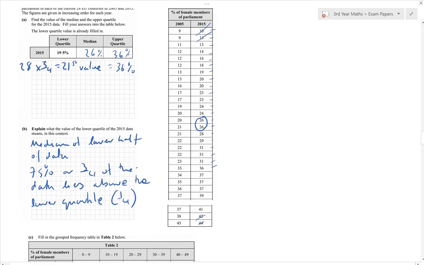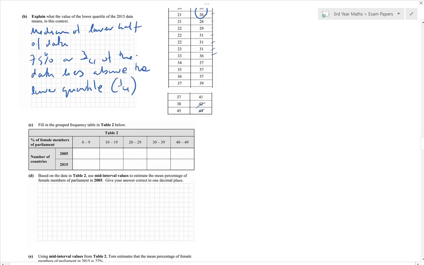So how many of the values in 2005 are between 0 and 9? Okay, and that answer is 2. How many is between 10 and 19? 10. How many is between 20 and 29? 8. How many is between 30 and 39? 7. How many is between 40 and 49? 1. Then with the 2015 data, it's 0, 7, 10, 8, 3. Now that's very easy. That's just reading from a table.